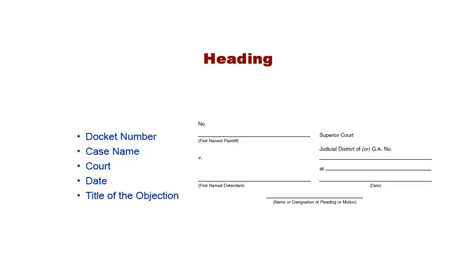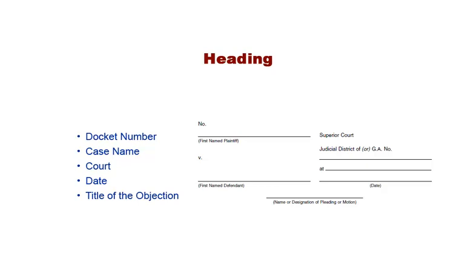2 spaces below the plaintiff's name, type the letter V followed by a period. The V stands for versus, which means against. 2 spaces below the V, type the name of the defendant, the person who is being sued. On the right side of the heading, type the court name and date.